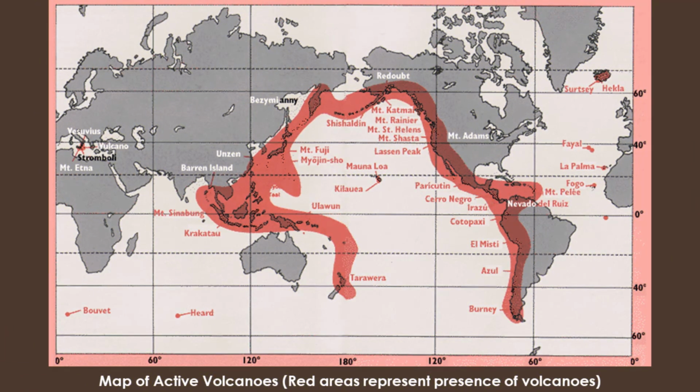Now, let me show you a map of active volcanoes across the world. The red areas represent presence of volcanoes. You will notice that the volcanoes form a belt or a ring. This area is known as Pacific Ring of Fire because of the number of active volcanoes present and frequent occurrence of earthquakes.